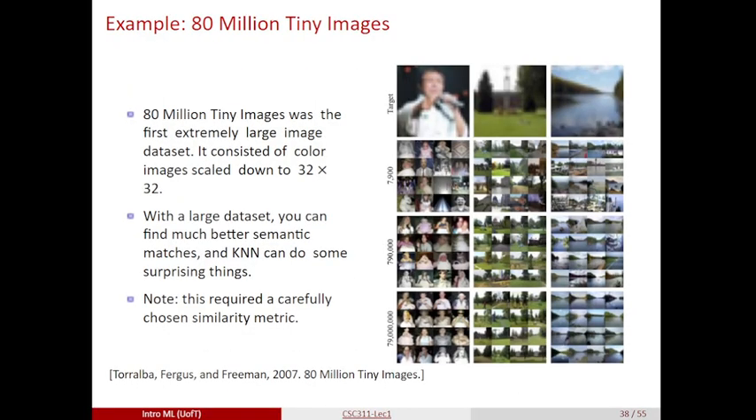Another example would be the 80 million tiny images. This was the first extremely large data set, and it consisted of colored images down to 32 by 32 pixels. With a large data set, you can find much better semantic matches, and KNN can do some surprising things. A quick note is this required a carefully chosen similarity metric.